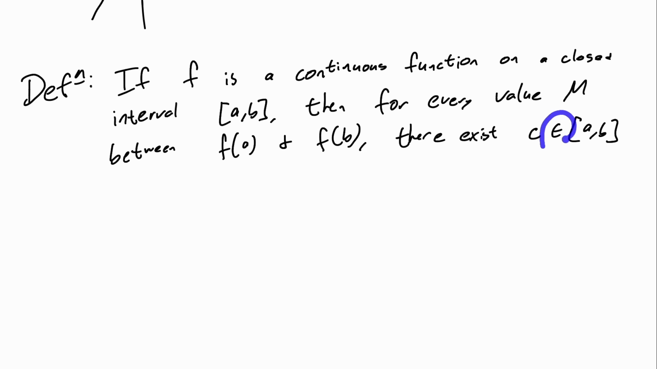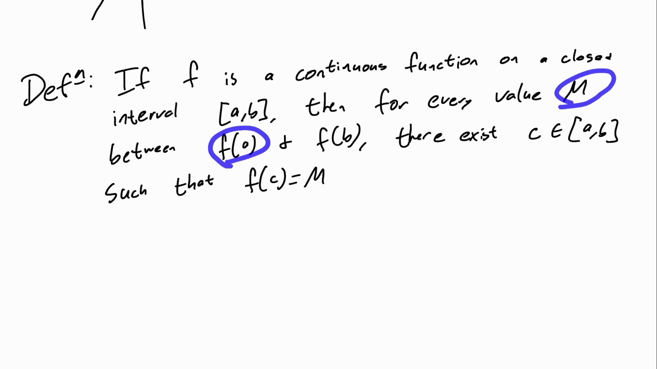If you're not familiar with this notation, it just means that c is in a to b, it's in that interval. So there's a c in a to b such that f of c equals m. So this value m is between f of a and f of b. There must be a point between a and b whose output is m.